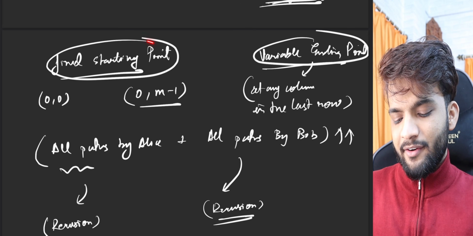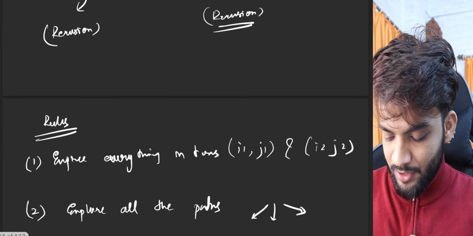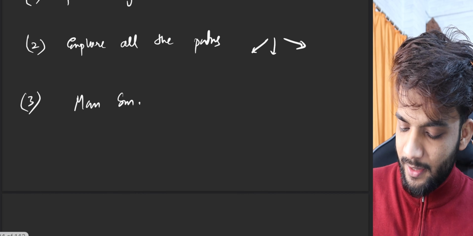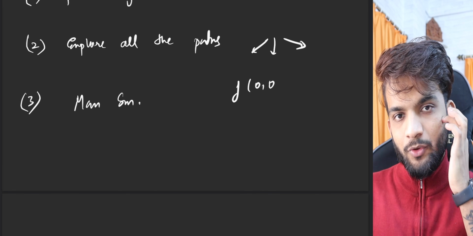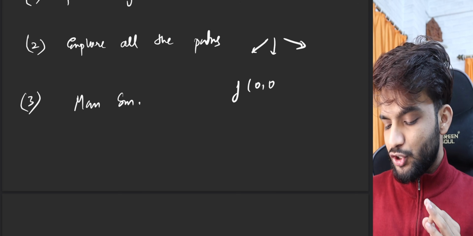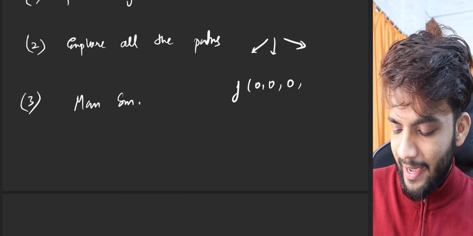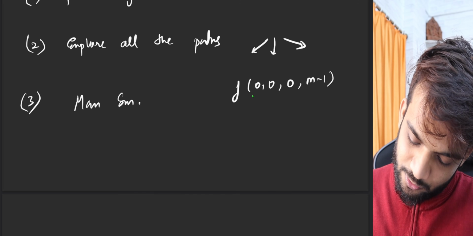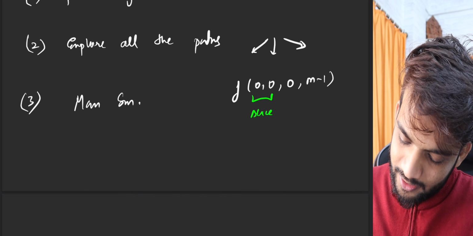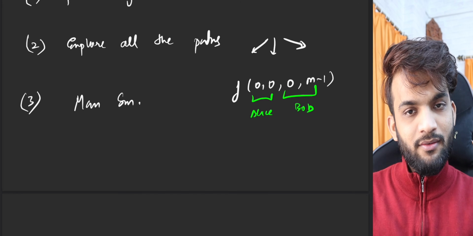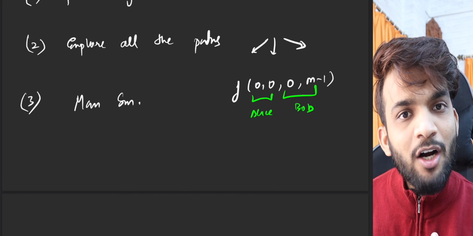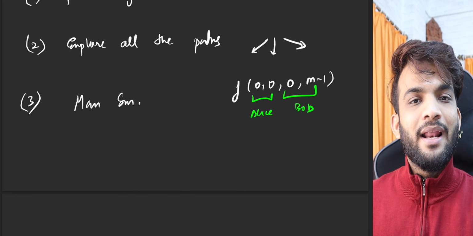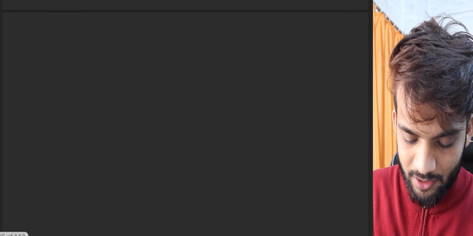So we will write a recursion that starts from the starting point. Can I say the starting point will be f of 0, 0, which is Alice's position, and f of 0, m minus 1, which is Bob's position? So this is where Alice is standing, and this is where Bob is standing. Correct? So we can start off by taking these four parameters. So why don't we take these four parameters? Let's take it.